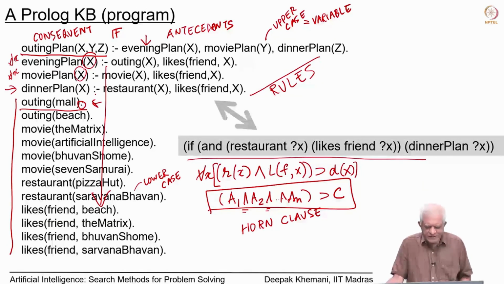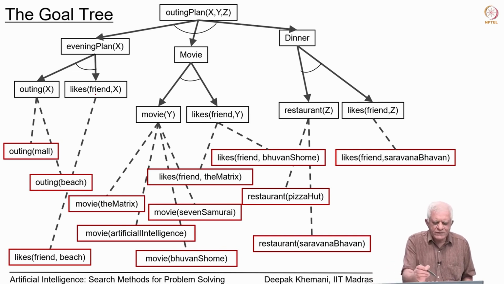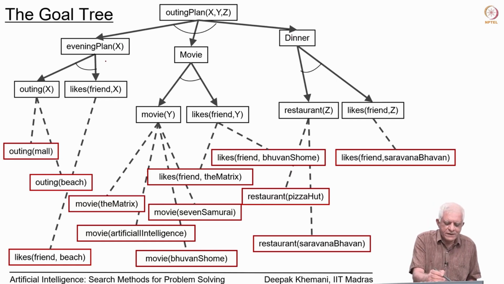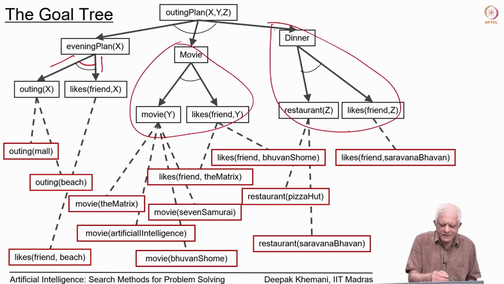So, let us again see this whole thing here. This is a search tree that you would construct. It is an AND OR tree, very similar to what we saw for that toy example. You have an outing plan, you must have three things: an evening plan, a movie plan, and a dinner plan. You have an evening plan if you have an outing and if your friends like the outing, and likewise you should have a movie and your friends should like the film, and you should have a dinner plan and your friends should like the dinner.